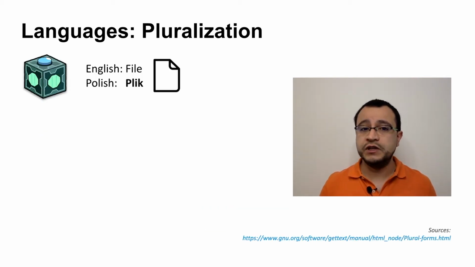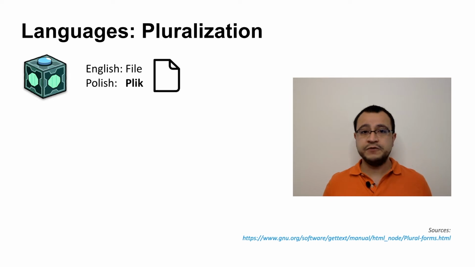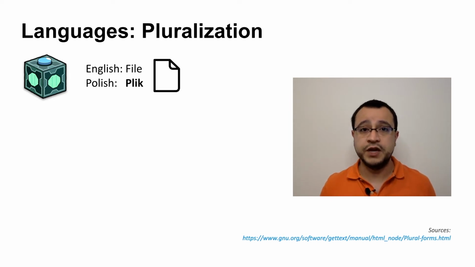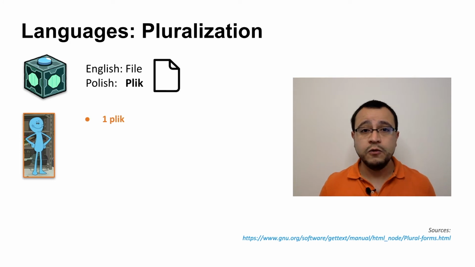Languages also have pluralization. That is, depending on the number of elements, we may use different pronouns, different endings for symbols, different verb conjugations. Let's take a look at a Polish example for the English word "file." So with the help of the music box, we can get that when we have one file, one "plik," well, this is how it's spelled.